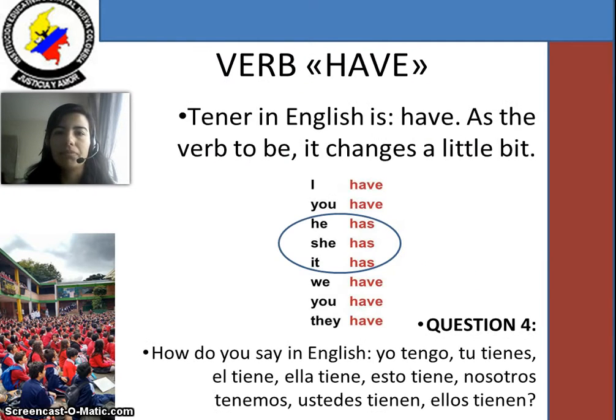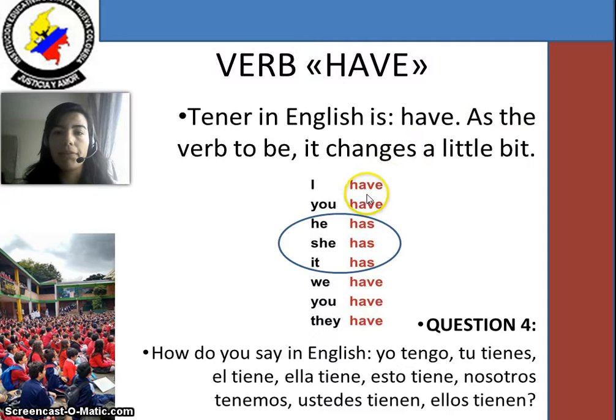Let's move on. Verb have. Vamos a ver el primer verbo distinto al verbo to be, que es el verbo have. Tener in English is have. Quiere decir que el verbo tener en inglés se dice have. As the verb to be, it changes a little bit. Como el verbo to be, este verbo have va a cambiar un poquito.